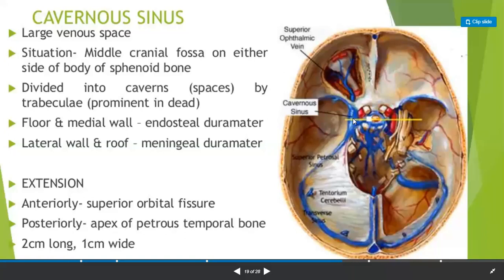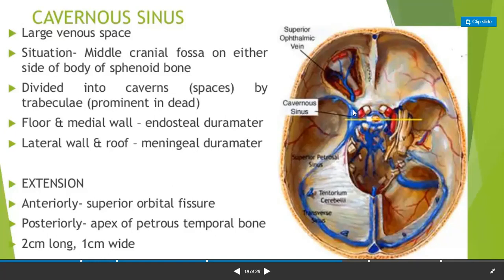this is one cavernous sinus, this is one more cavernous sinus. You can see it's a large venous space. In which cranial fossa is it situated? Middle cranial fossa, on either side of the body of the sphenoid bone. In the previous slides, we have seen it had so many partitions, which are nothing but caverns, forming trabeculae, which are prominent in cadavers. The floor and medial wall of this cavernous sinus are formed by endosteal dura mater. The lateral wall and roof are formed by the meningeal layer of dura mater.